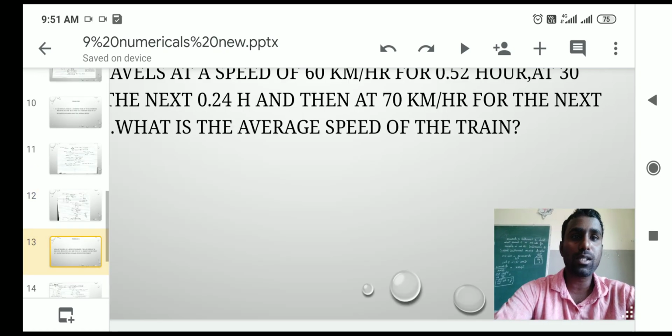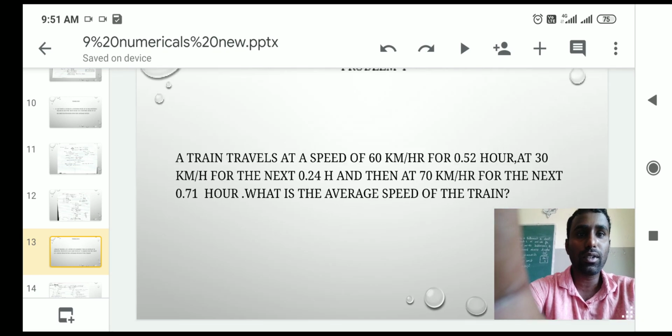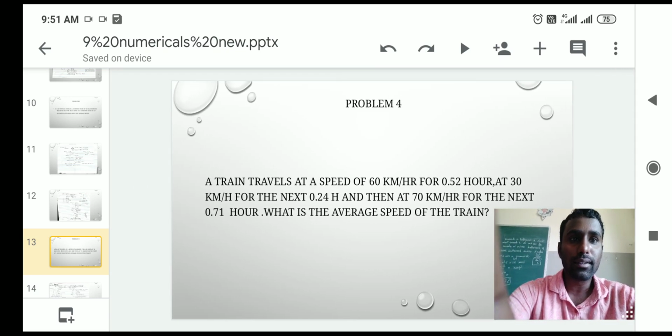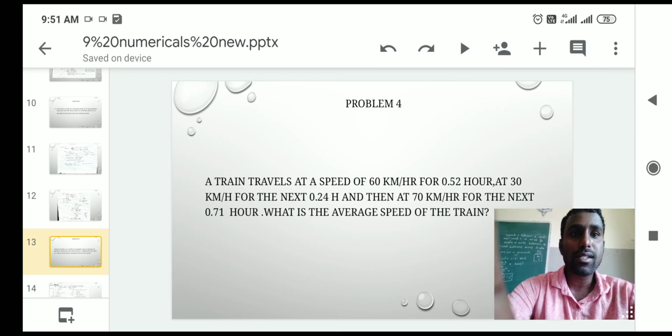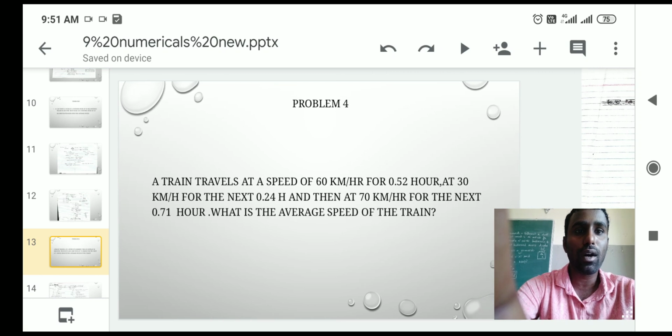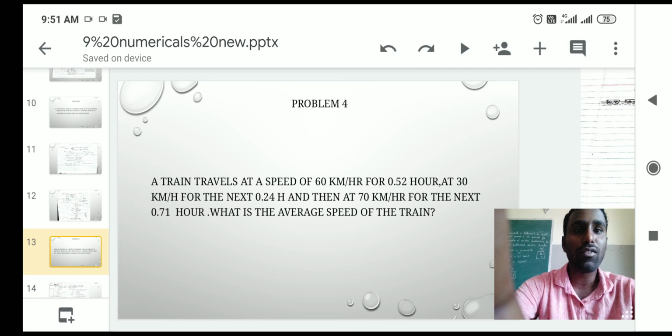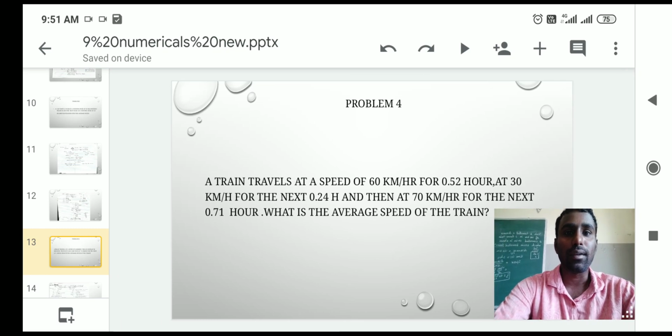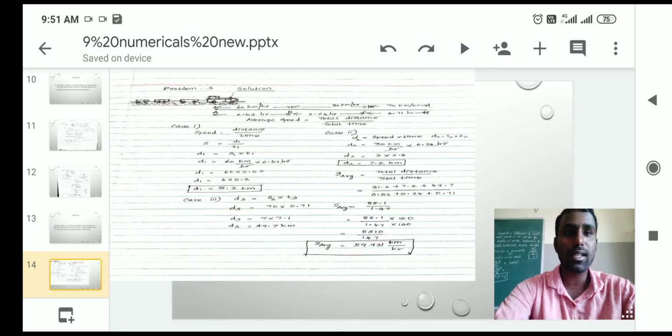Okay, next problem. In the following problem, a train travels at a speed of 60 km per hour for 0.52 hour, at 30 km per hour for the next 0.24 hour, and then 70 km per hour for the next 0.71 hour. What is the average speed of the train? Okay, first we will see that.